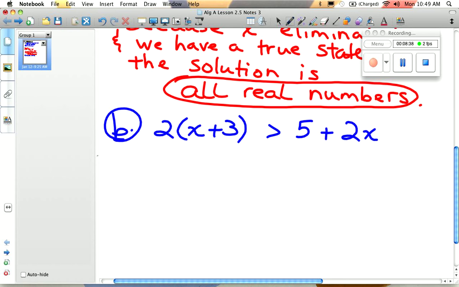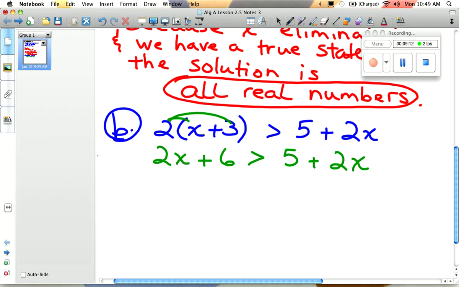So here's our inequality. Again, first question is always, do I have to simplify? Yes. Which side needs to be simplified, or do both sides need to be simplified? The left side needs to be simplified, doesn't it? So we need to do our distributive property. So what does the left side become? 2x plus 6. 2x plus 6 is greater than 5 plus 2x. That side can't be simplified, right?